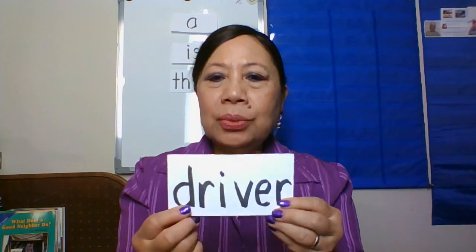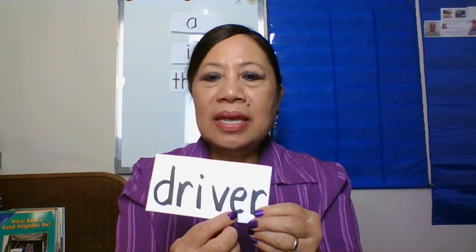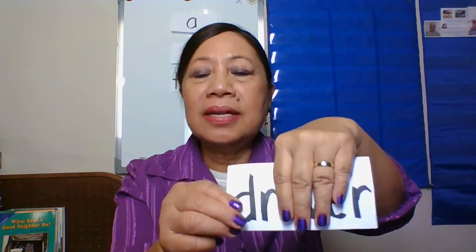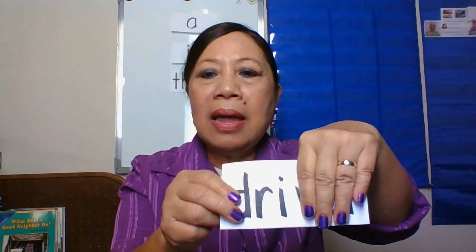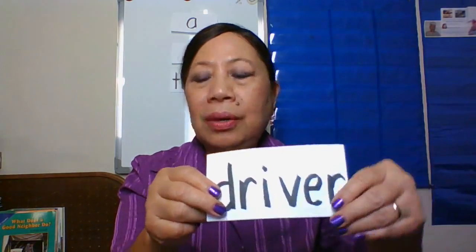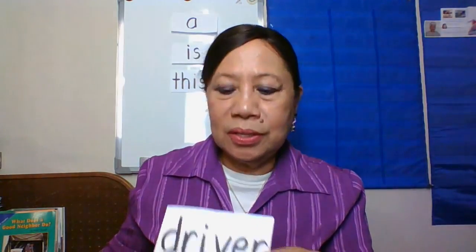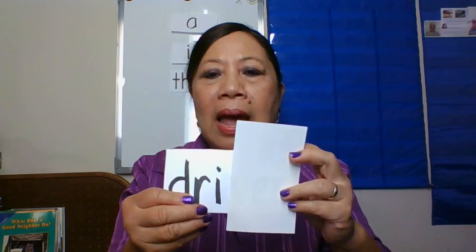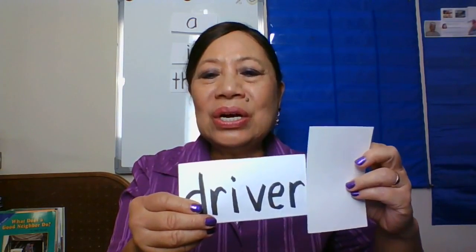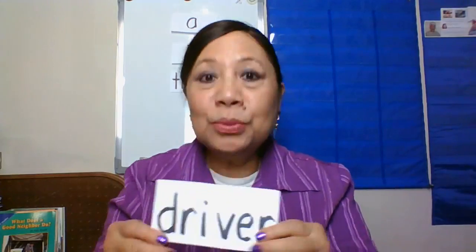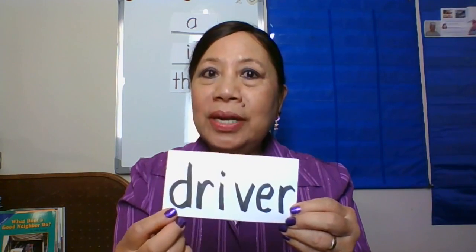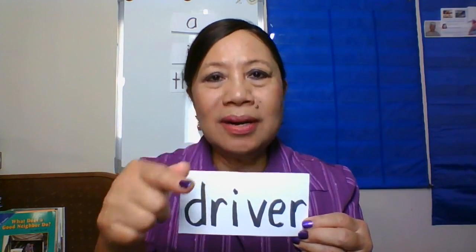All right. Next word is driver. D-R-I-V-E-R. Let's sound it out. This is a consonant blend DR. It says dr. I v er. Let's do it this way too. Dr. I v er. Let's smooth it up. Let's read it smoothly. Driver. Let's do it again smoothly. Driver. What's that word? Driver.